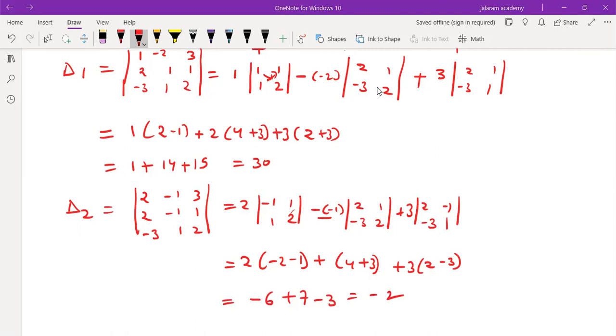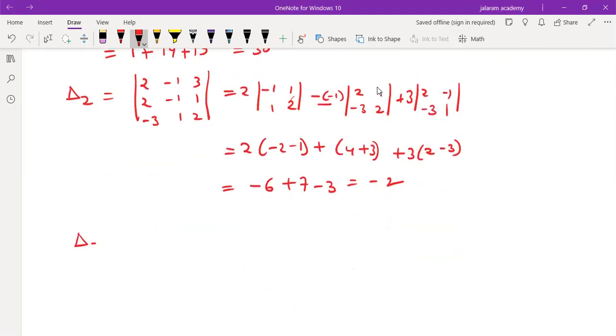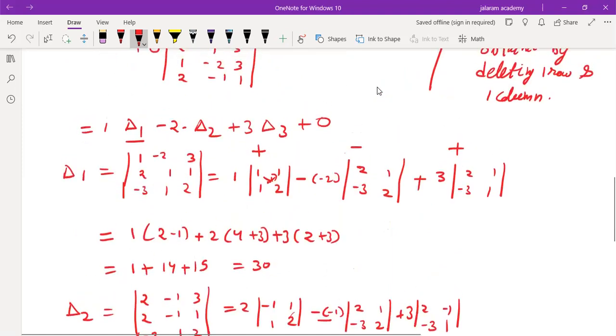I think you all must have understood till now. If you have any doubt, then you can write in the comment box.